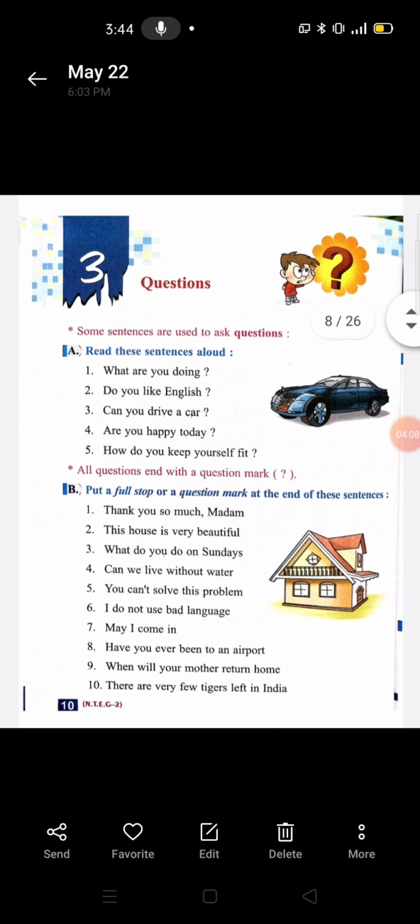So do exercise B, put a full stop or a question mark at the end of these sentences.